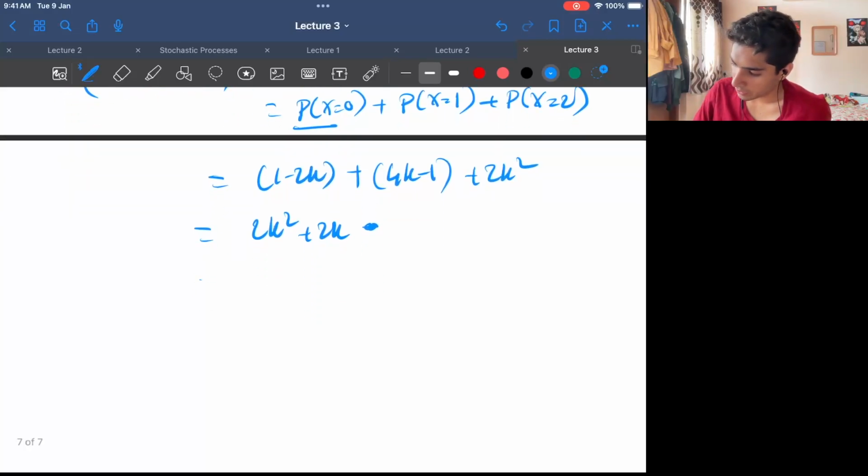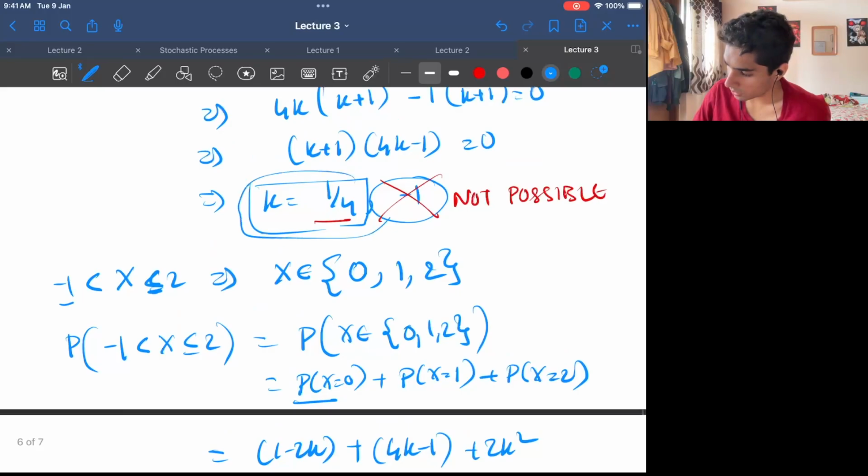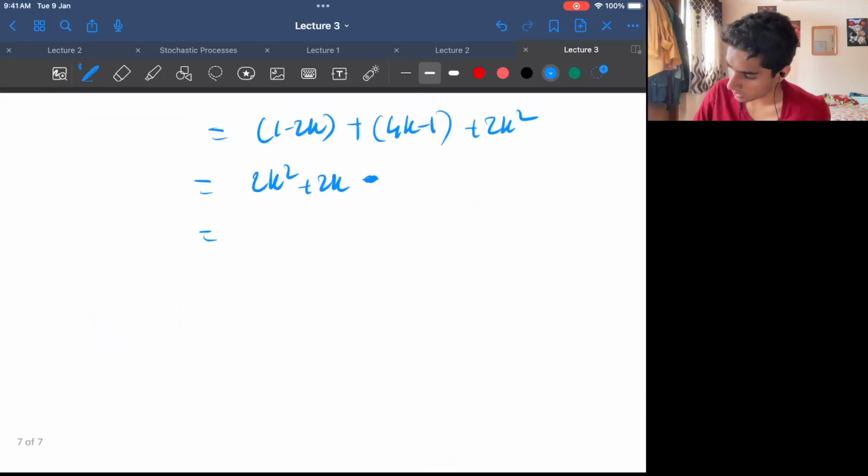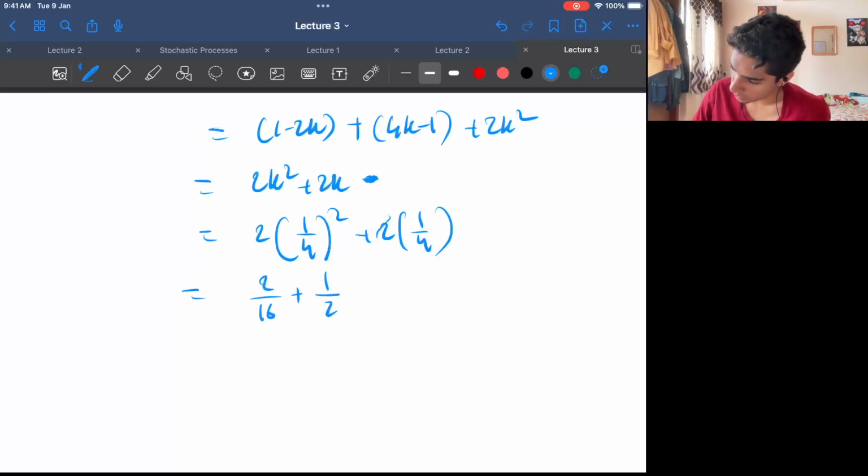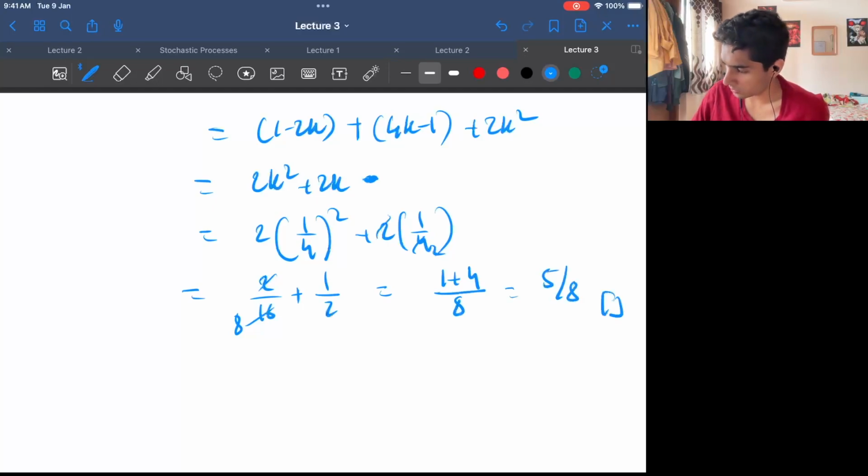So this is all. And now we know that the value of k we found out to be 1 by 4, right? So just put that in: 2 into 1 by 4 whole square plus 2 into 1 by 4. What will this value be? 2 by 16 plus 1 by 2, right? So this is 1 plus 4 by 8, which is equal to 5 by 8. This is your answer.